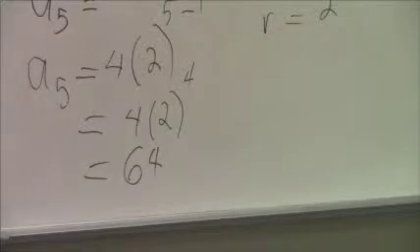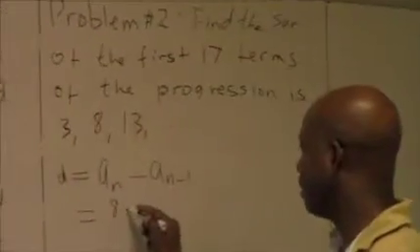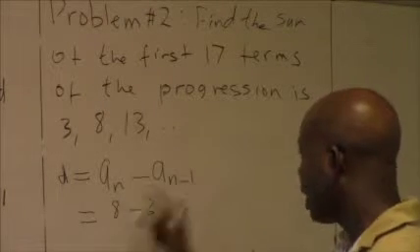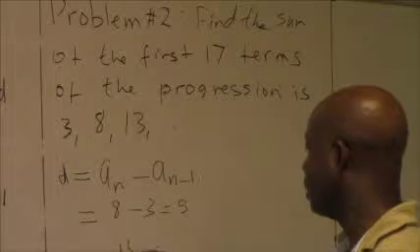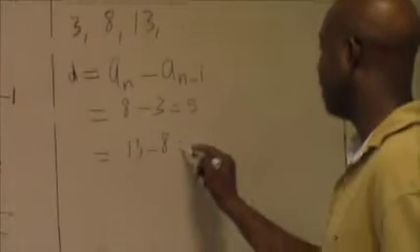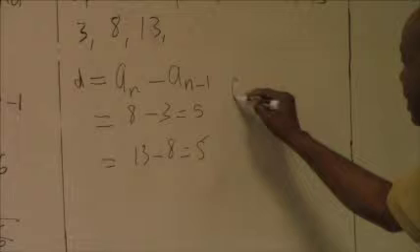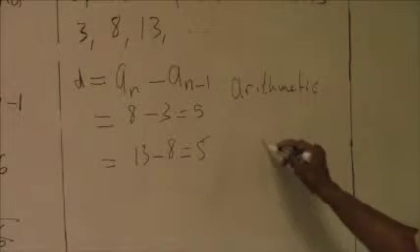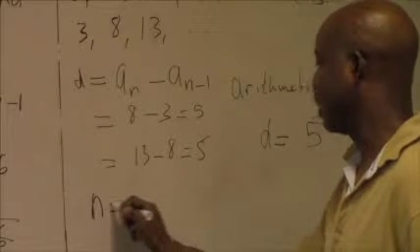Number 2 was taken from WAEC Liberia 2006. It was problem number 23. This is my an, an minus 1 will be 3. I will have 5. If I'm using this as my an, I will have 13 minus my an minus 1, which is 8. I will have 5. So indeed, it's arithmetic with a common difference d equals 5. And I'm finding the sum of the first 17 terms. So I'm saying that my n is 17.